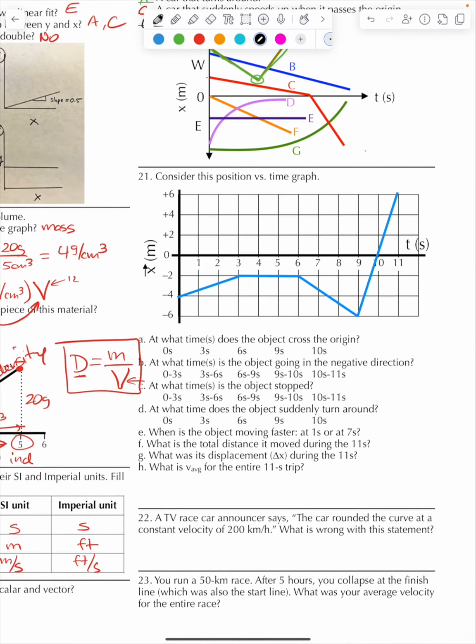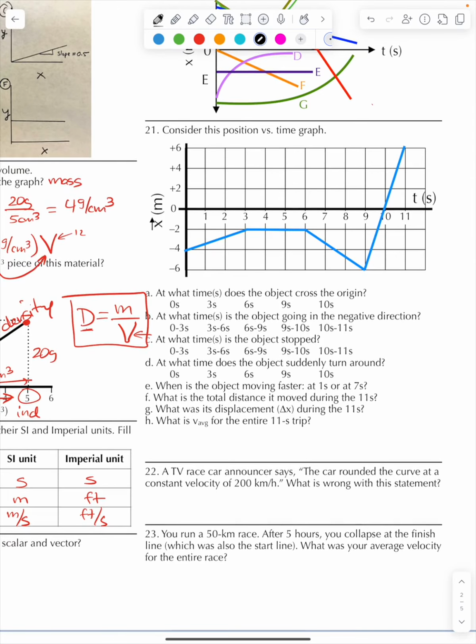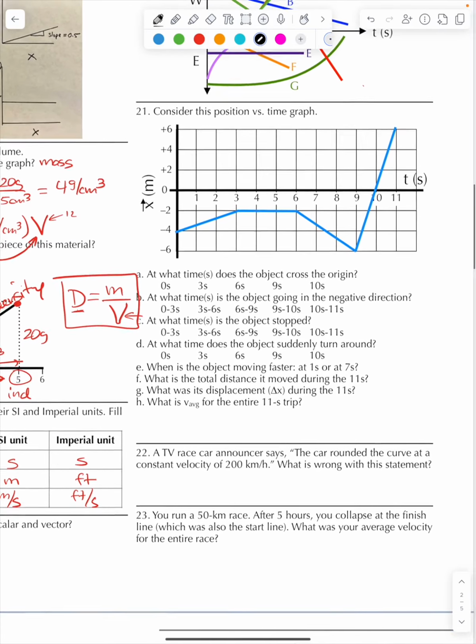Okay, so practice those, because I'm sure I'm going to give you probably 4 points worth of position graph stuff or more, including things like number 21 here. And then same thing for velocity graphs once we do that review sheet. Okay, let's get to it.